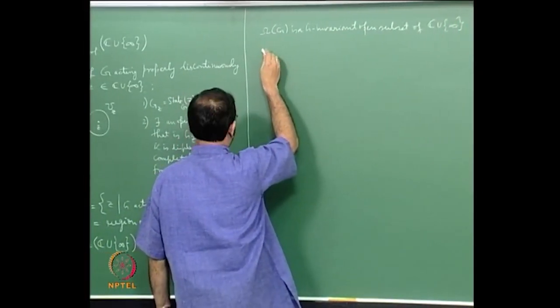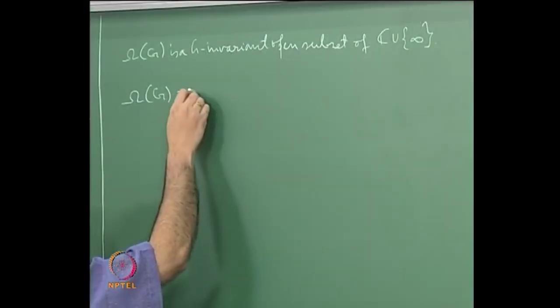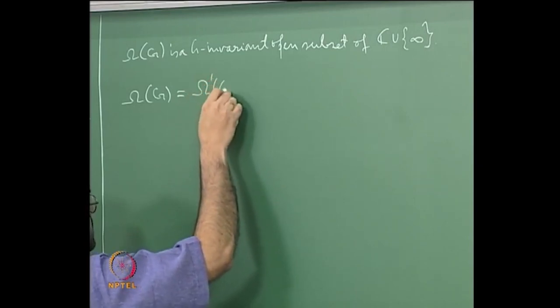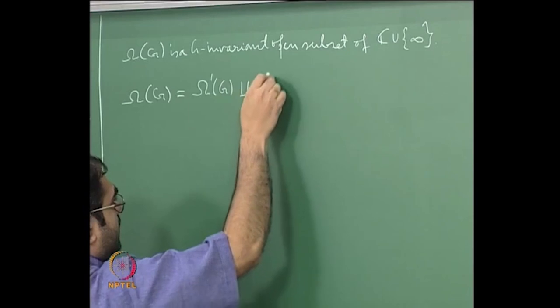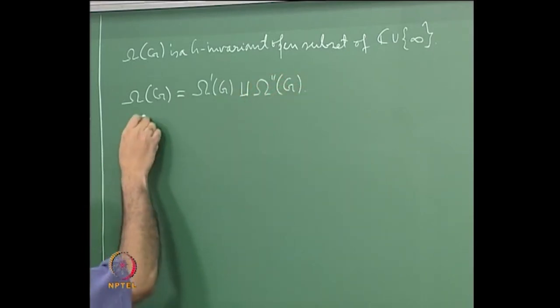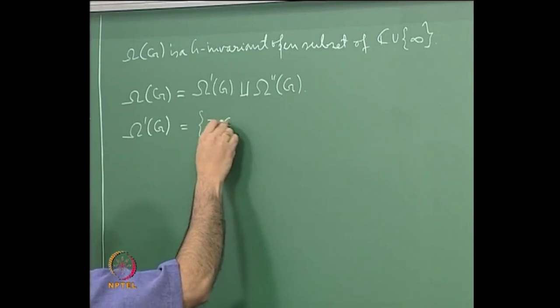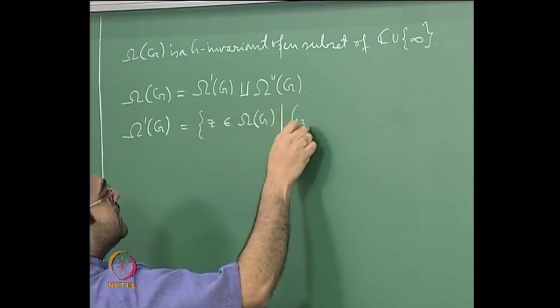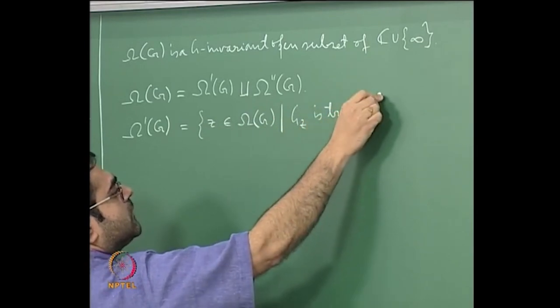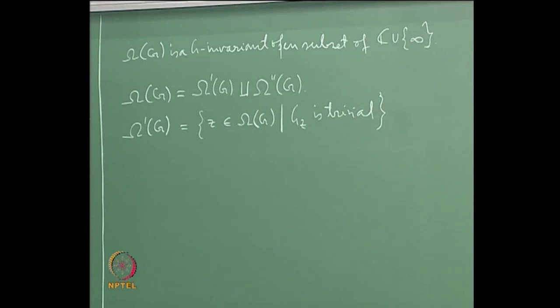I should say that omega of G is broken up into omega prime of G and disjoint union omega double prime of G, where omega prime of G is the set of all z in omega of G such that G_z is trivial. These are the points where the stabilizer is trivial. In other words, this is the complement of the fixed points, the points which are fixed by some non-trivial element of G.